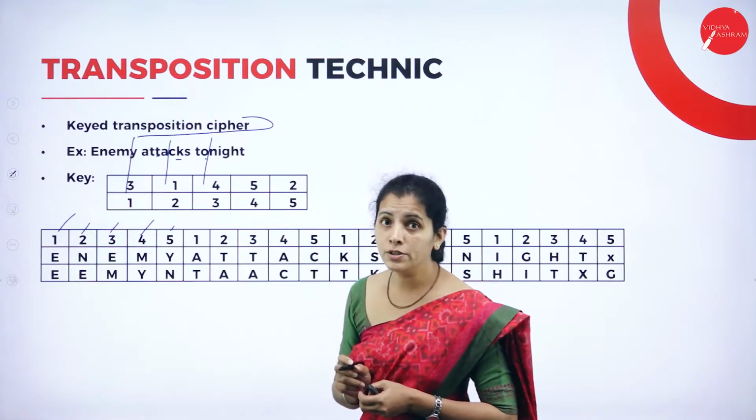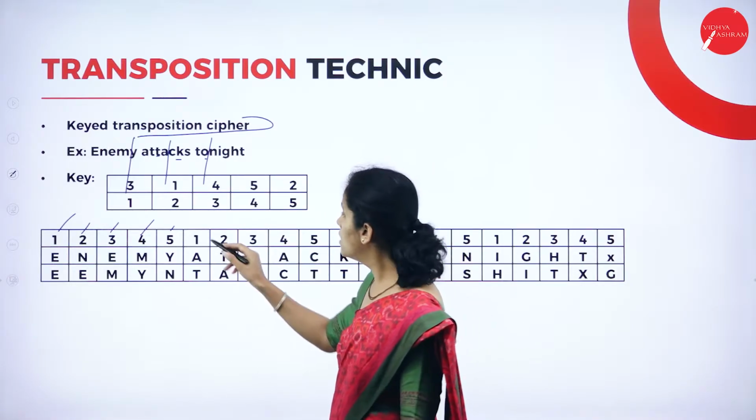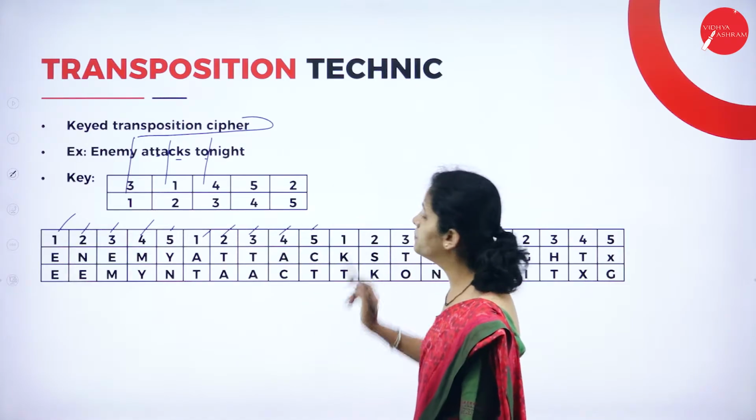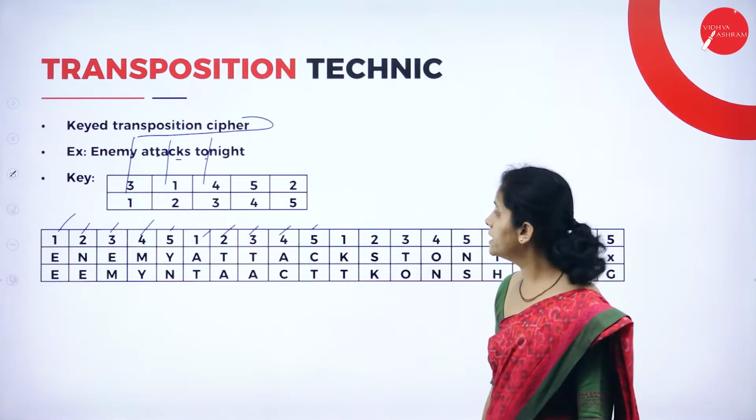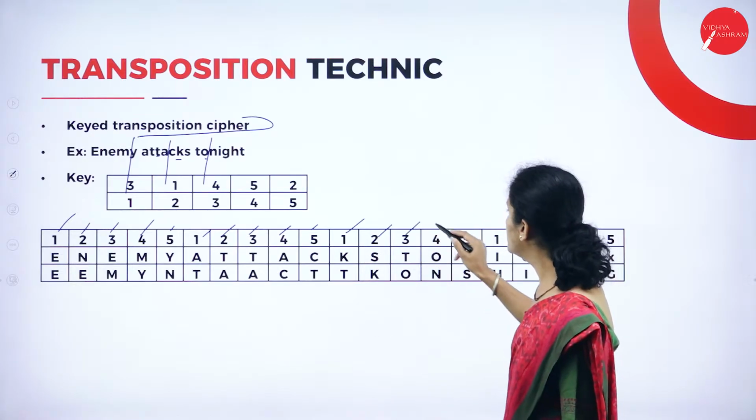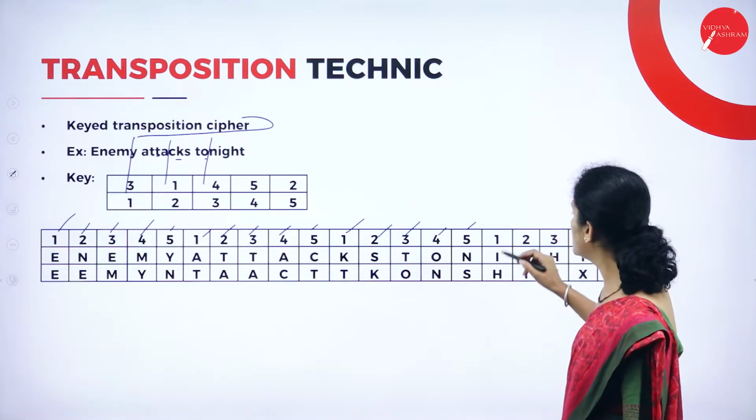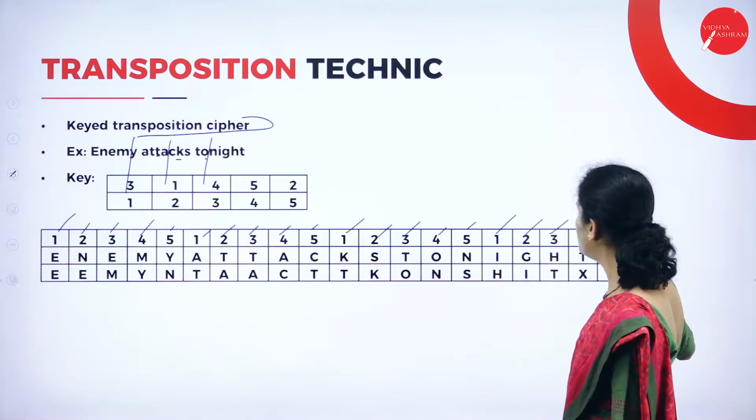After the completion of the 5th index, once again I'm going to start from the first index: 1, 2, 3, 4, 5. After the 5th index, once again I start from 1, 2, 3, 4, 5.